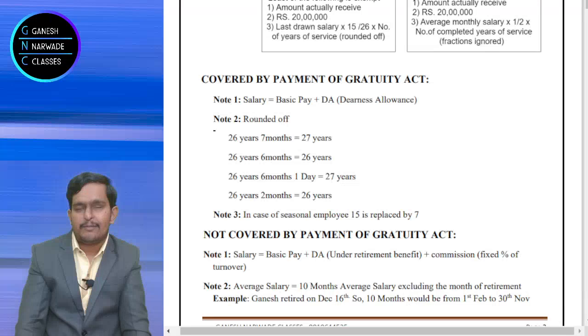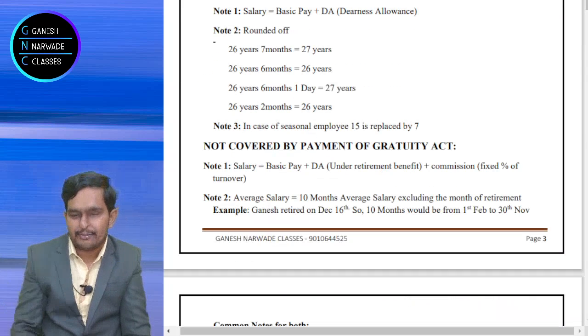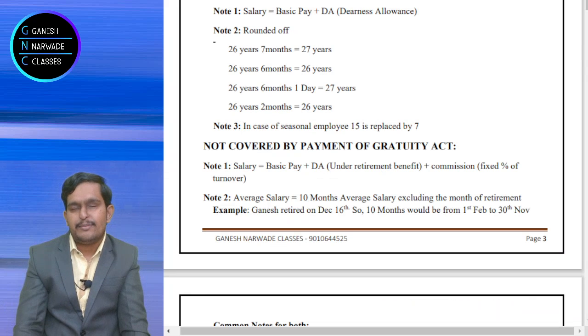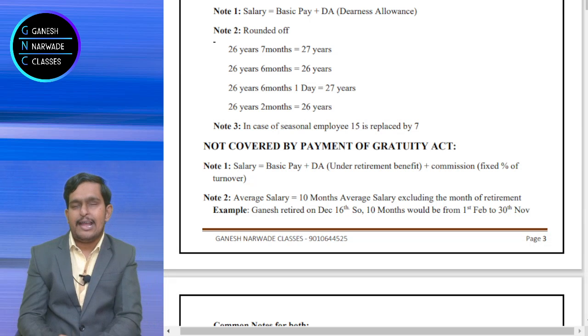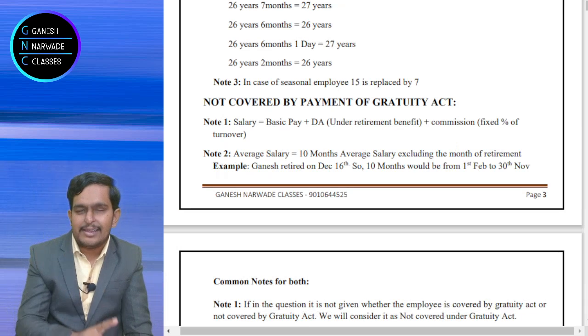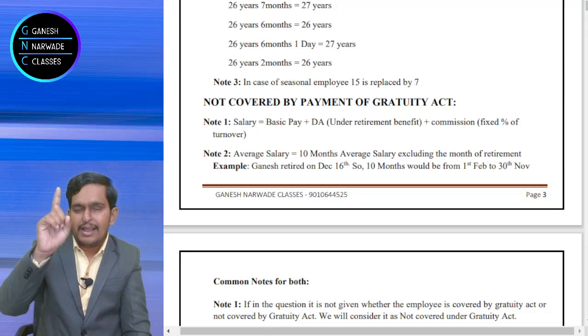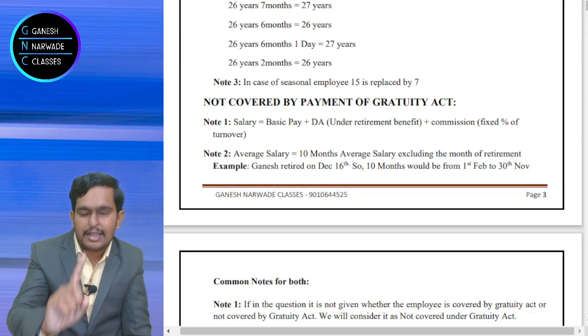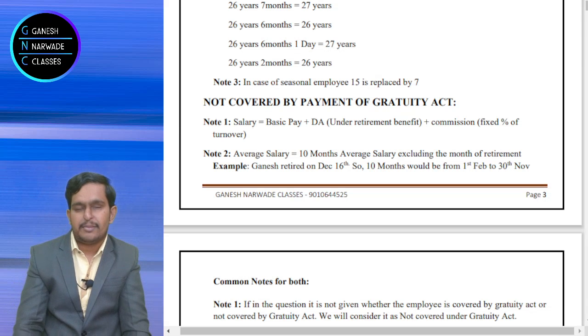Commission as a percentage of turnover. Sometimes they say you will get 2% commission on sales. If they say like this, take it here. If they say commission 5,000, don't take it here. So salary, if you are not covered by Gratuity Act, is basic pay, DA retirement plus commission as a percentage of turnover. Don't take fixed commission.